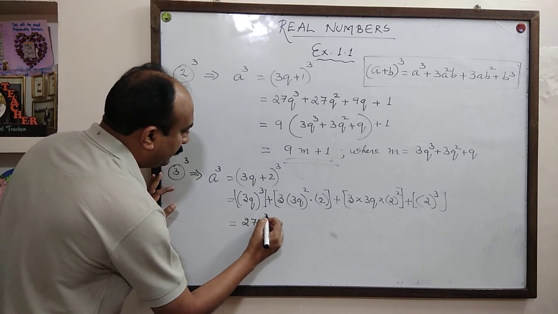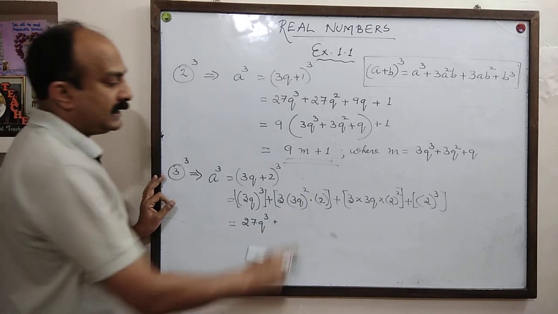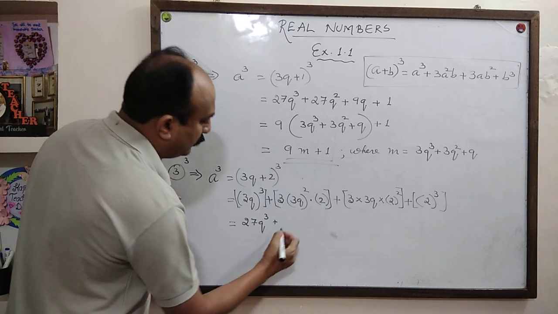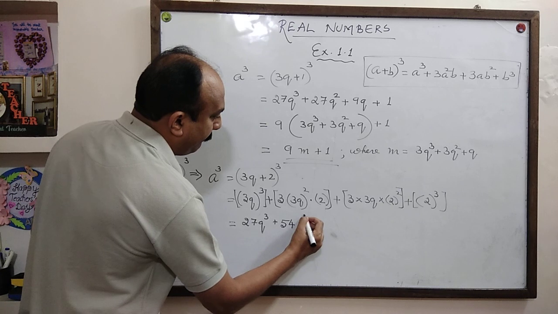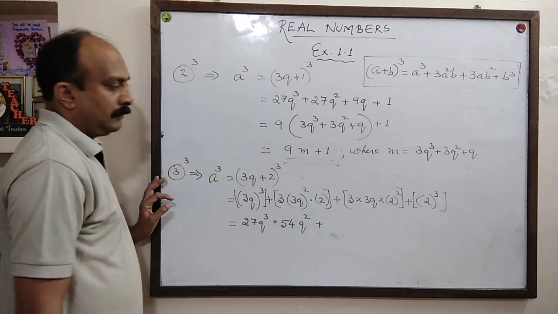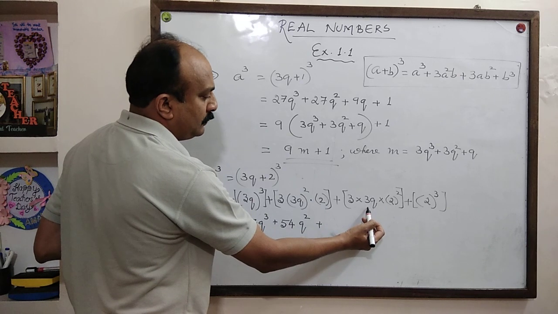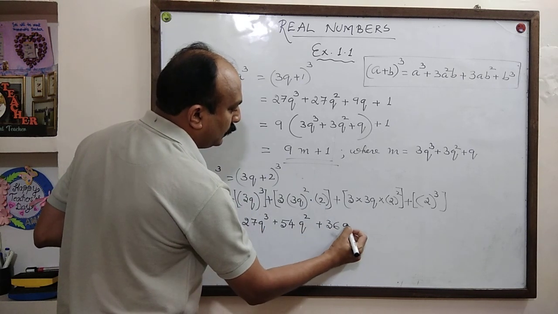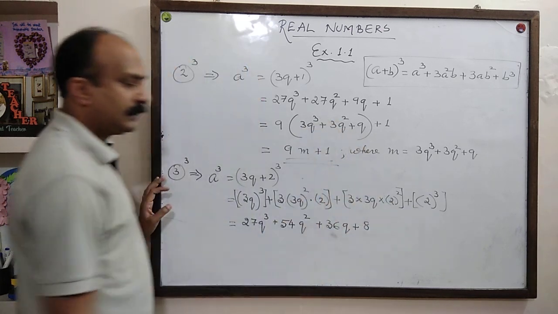27q cube plus (3q) the whole square is 9q square. 9 into 3, 27, 27 into 2, 54q square. Plus 2 square is 4, 4 into 3, 12, 12 into 3, 36q. Plus 2 cube is 8.